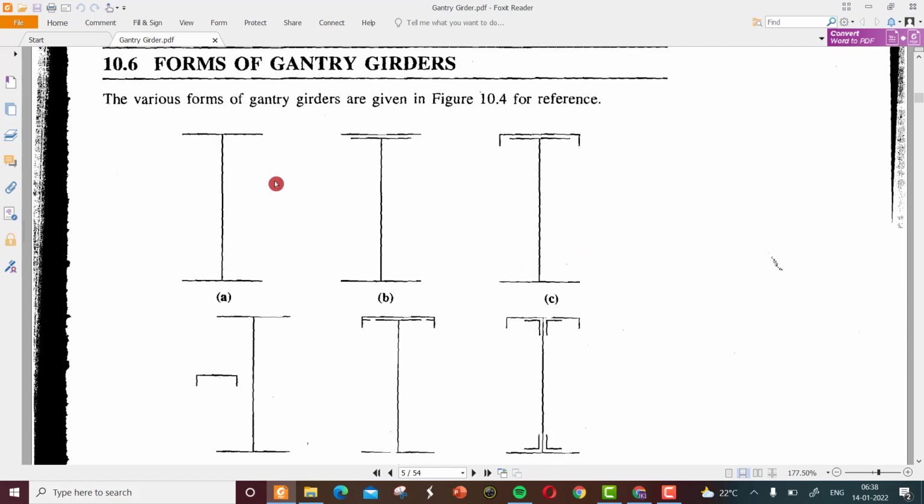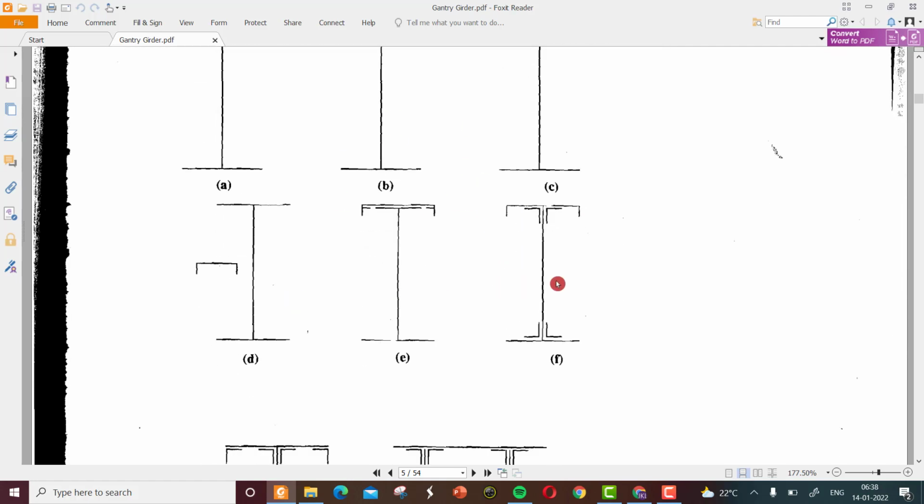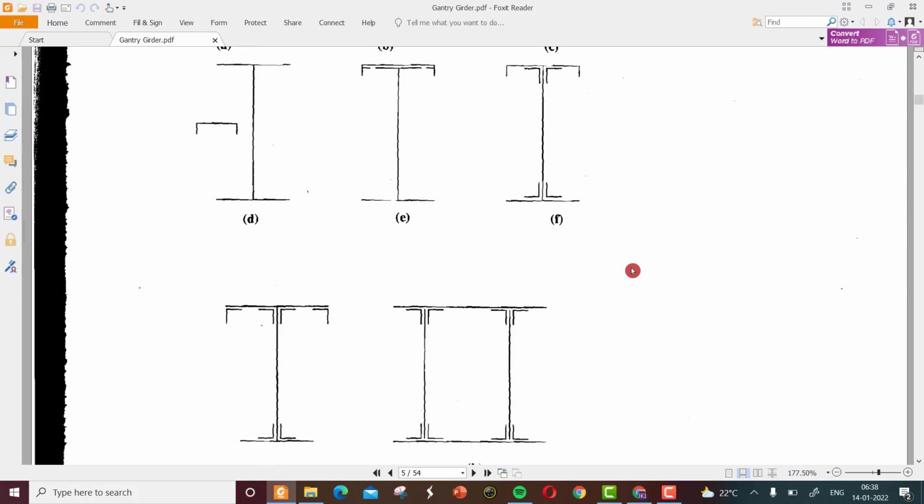We just see the different forms of gantry girder. This may be useful from the examination's point of view.